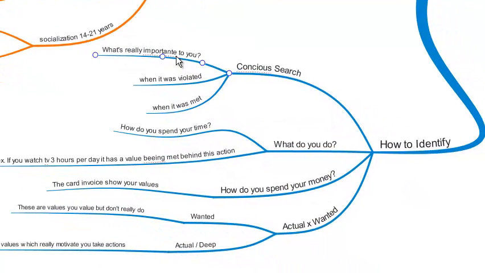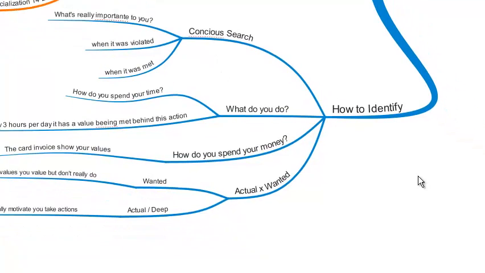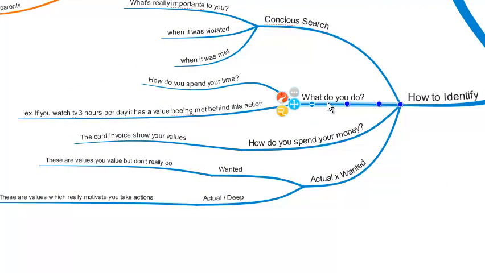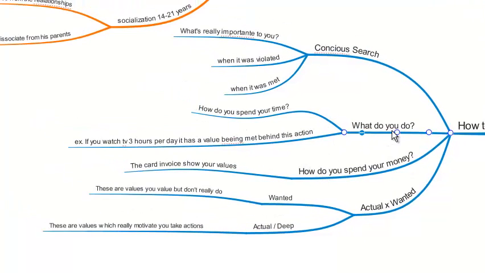As you think about those situations and what is really important to you, you can write a list to order afterward. Another thing that you can identify about your values is what you do. How do you spend your time?